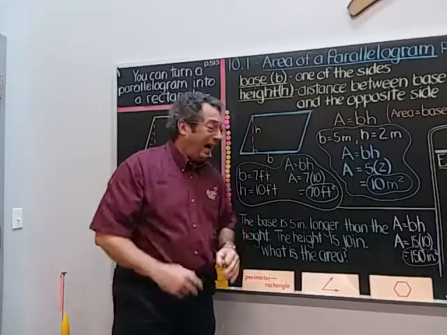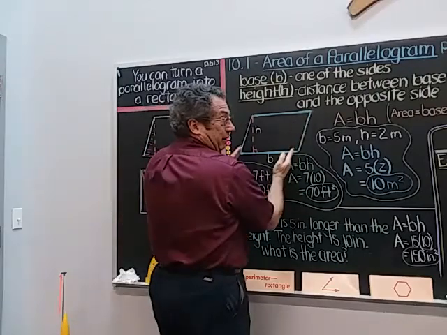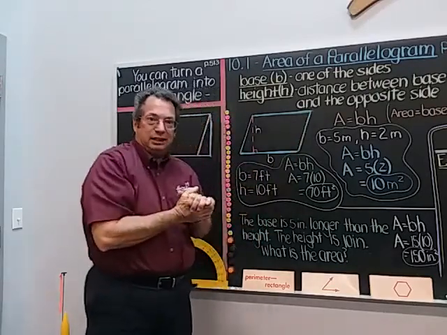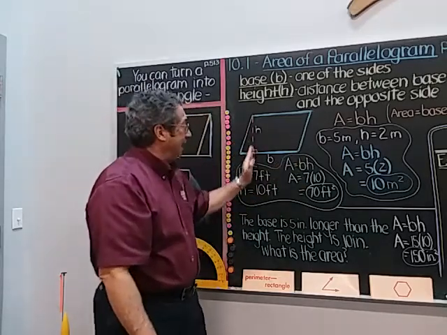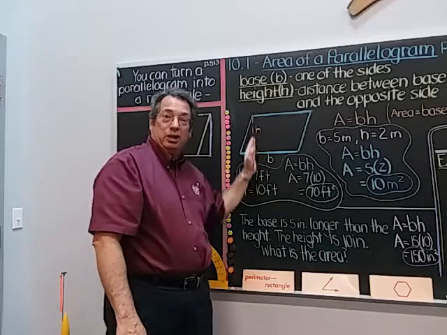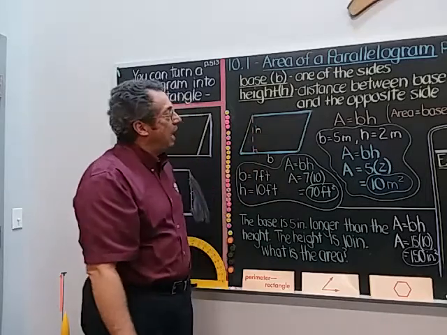And the measure of that height is not the same as these. It's not the same. You can see it's less than that. All right, so now you know the base is any one of the sides. The height is a perpendicular line drawn from the base up to the opposite side.